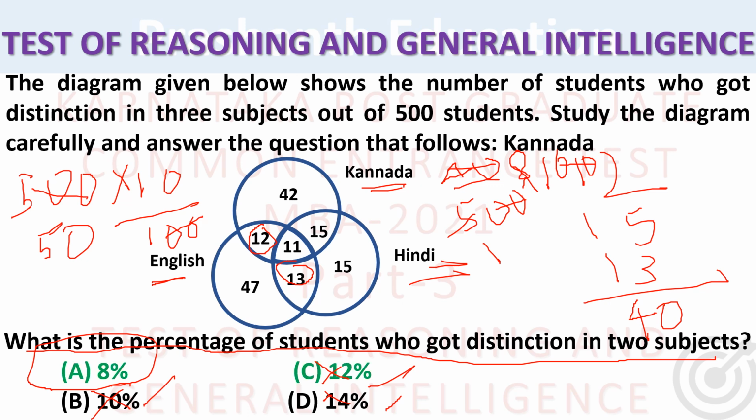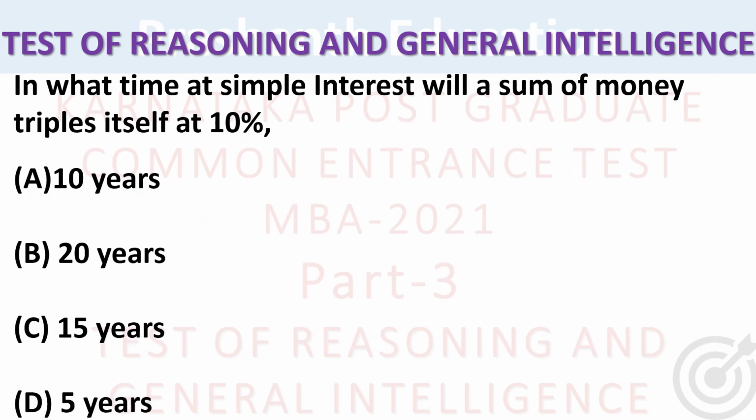Okay, let's look at the next question. What they're asking: in what time at simple interest will a sum of money triple itself at 10%? So they have given us the percentage. They want that money to triple at simple interest. First, let's look at a few basic things which we need to understand.